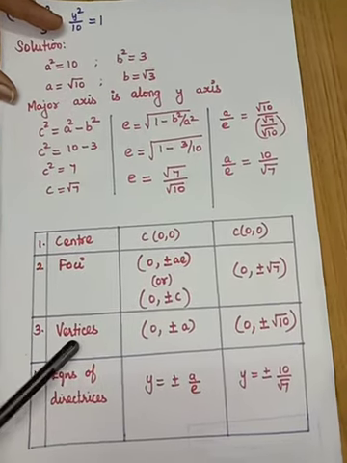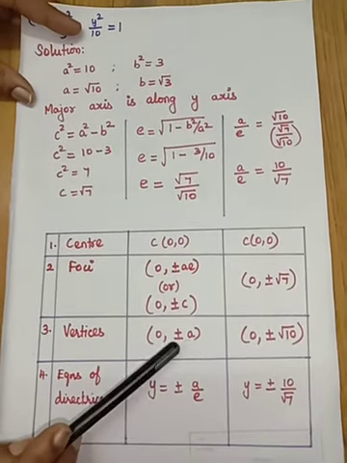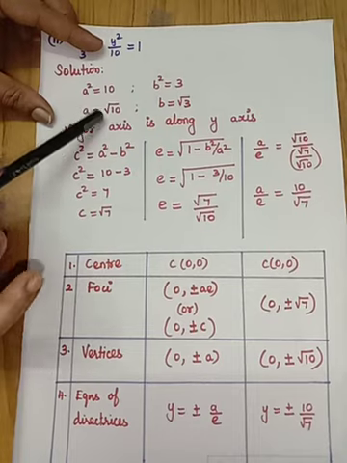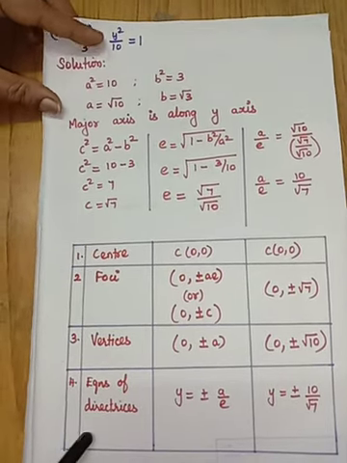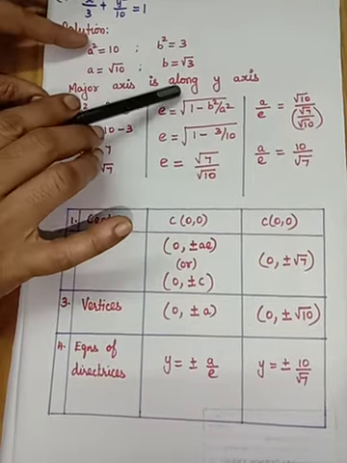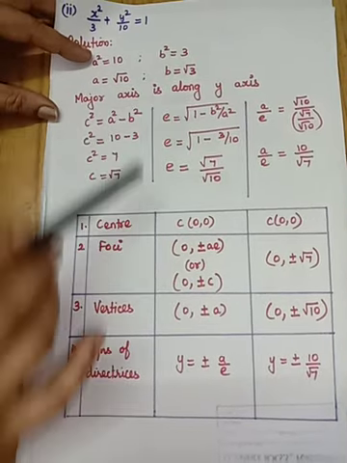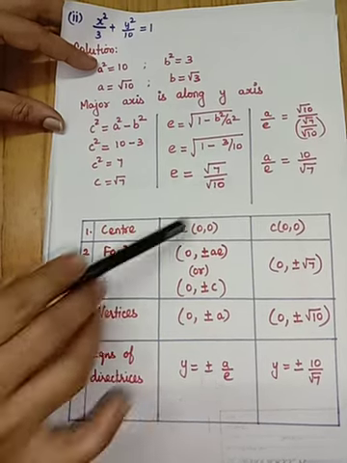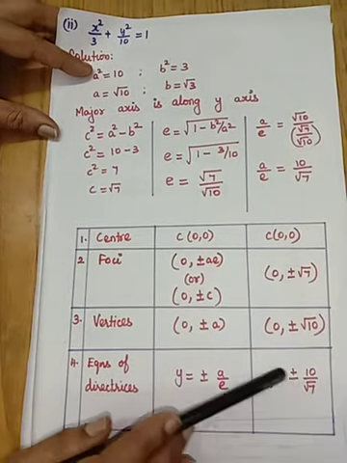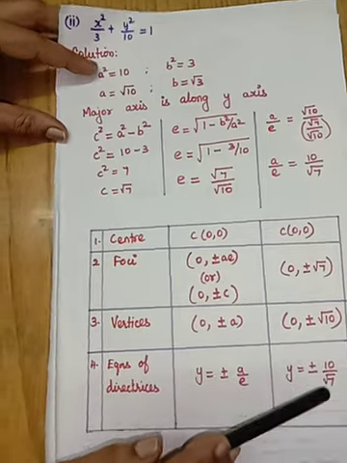Come to the vertices. The formula is 0, plus or minus A. What is A? Root 10. So 0, plus or minus root 10. Coming to the equation of directrices, major axis is along y axis. So it will become y is equal to plus or minus A by E. A by E is 10 by root 7. So y is equal to plus or minus 10 by root 7.